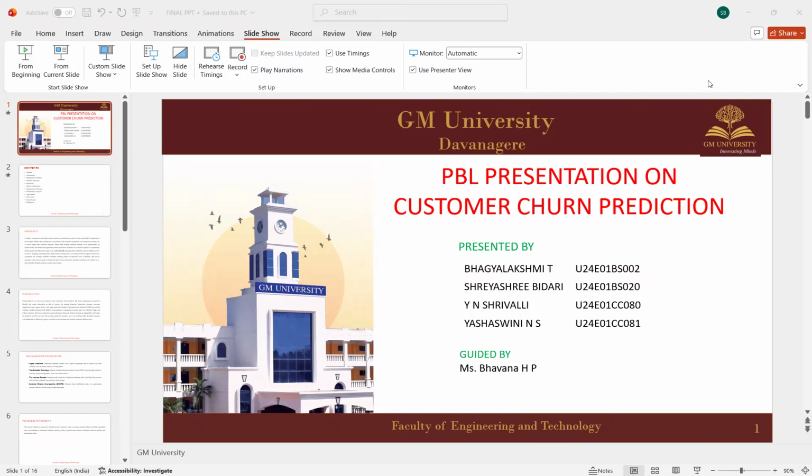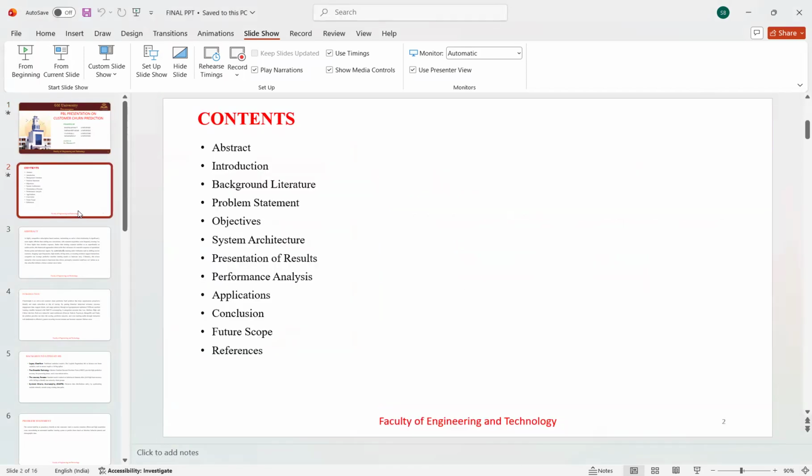Good afternoon, everyone. I'm Srivali, and my teammates are Shreyashri, Bhagyalakshmi, and Yashashwini. And today we are here to present PBL on our project called Customer Churn Prediction. And next, going on to the contents: abstract, introduction, background literature, problem statement, objectives, system architecture, presentation of results, performance analysis, application, conclusion, future scope, and references.